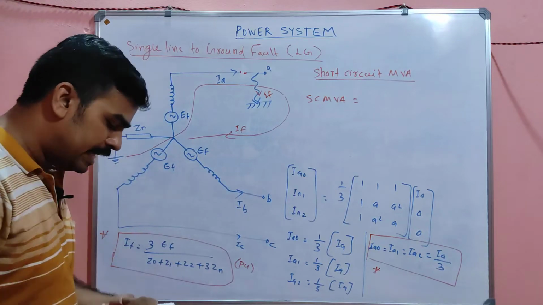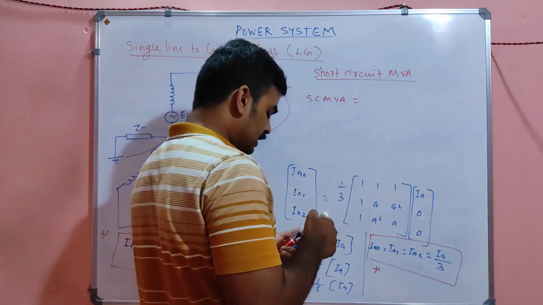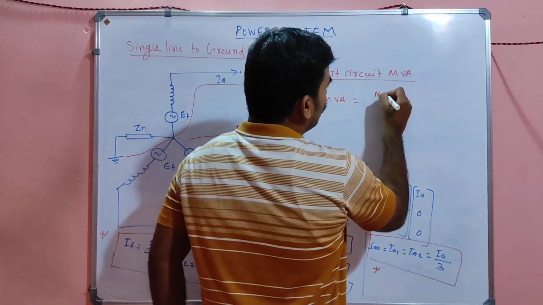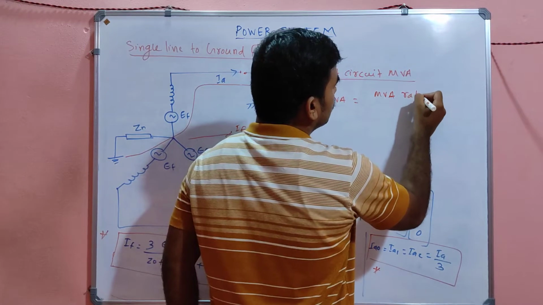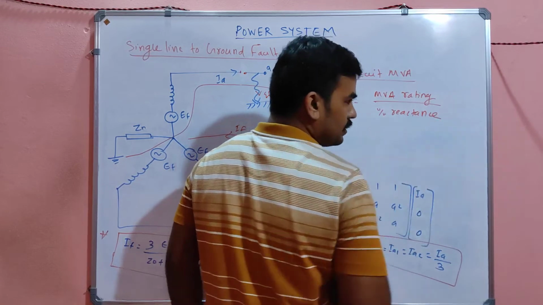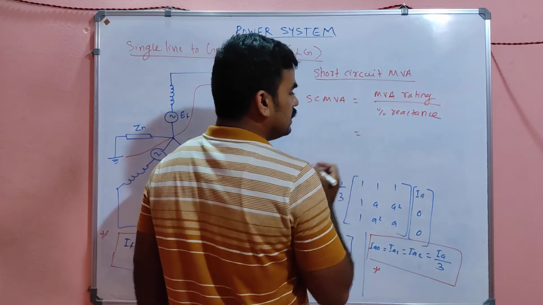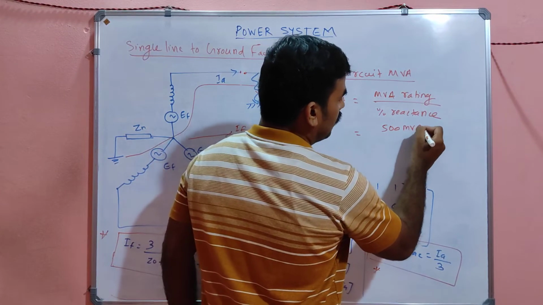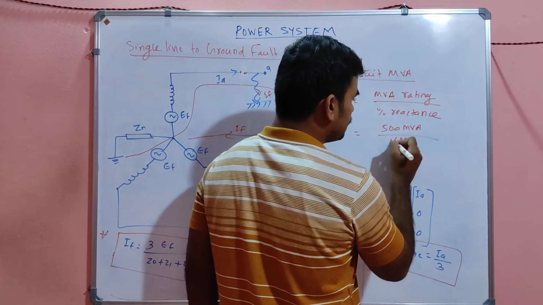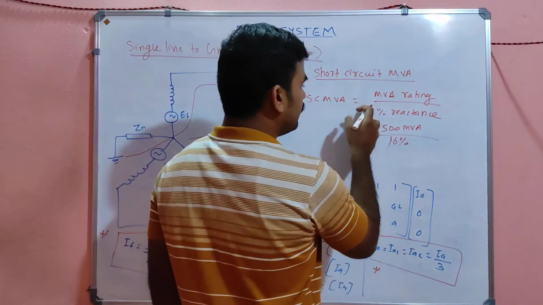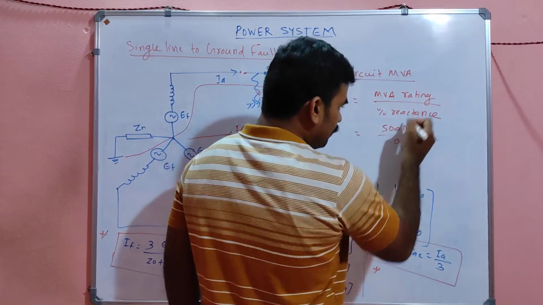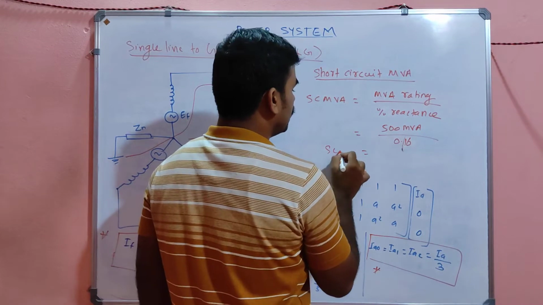So short circuit MVA is nothing but the normal MVA rating or base MVA rating divided by the percentage reactance. Suppose it is a 500 MVA alternator and the percentage impedance is 16%. Then the short circuit MVA will be, converting the percentage, 16 into 0.16, 500 divided by 0.16. That much will be the short circuit MVA.